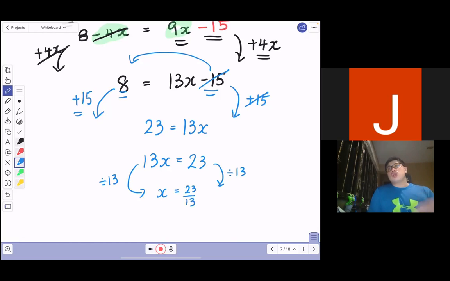All right? So usually you leave the answer as an improper fraction. That is fine. Generally, that's what I prefer.